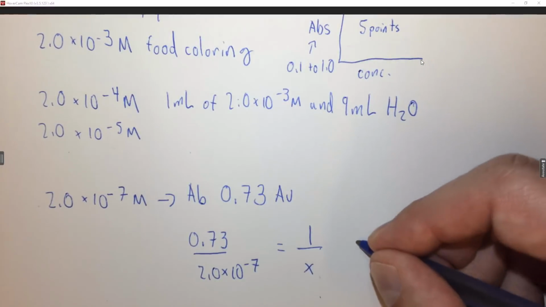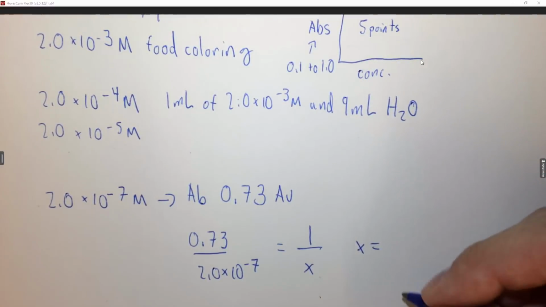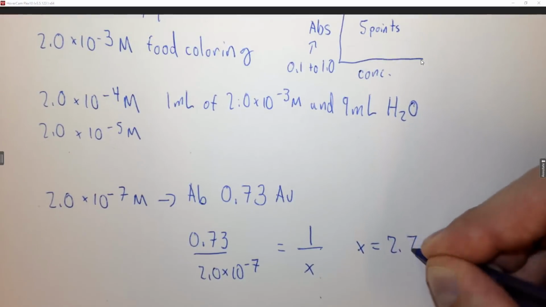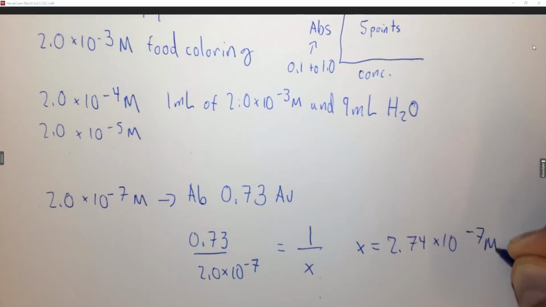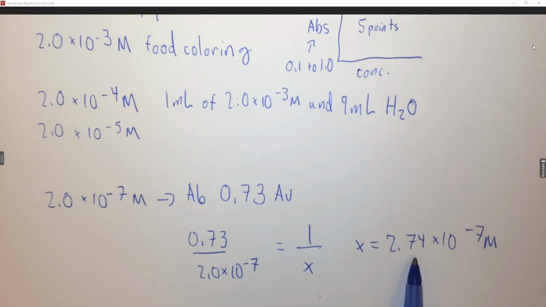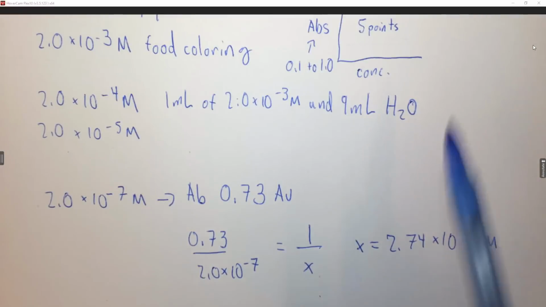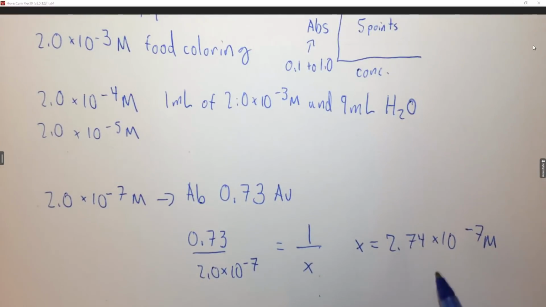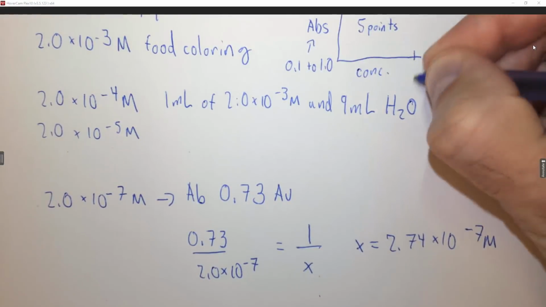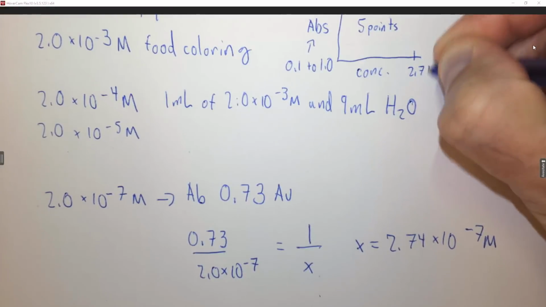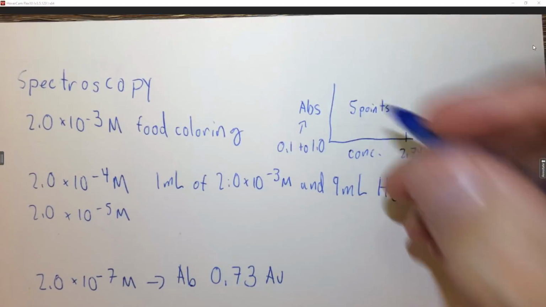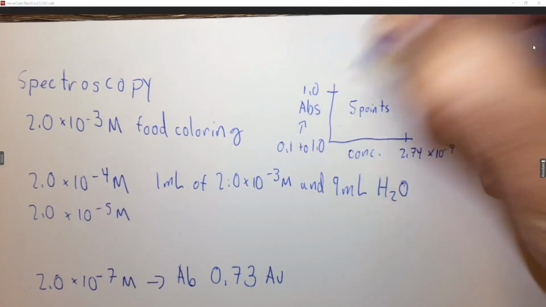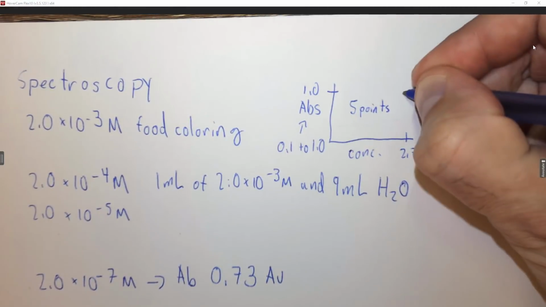And what you're going to find is that X equals 2.74 times 10 to the minus 7 molar. This would tell you, and again, these are made up and this is not correct, that if you want to have an absorbance of 1, you need to make 2.74 times 10 to the minus 7 molar. So here you'd have 2.74 times 10 to the minus 7 for your concentration, and your absorbance should be around 1.0. You'd have a point.